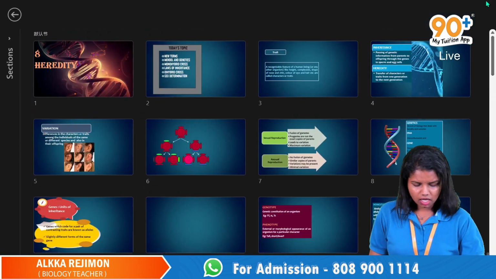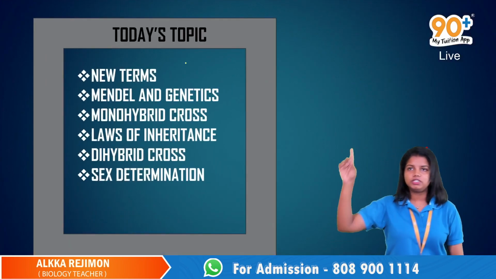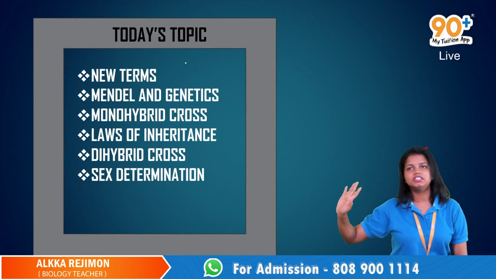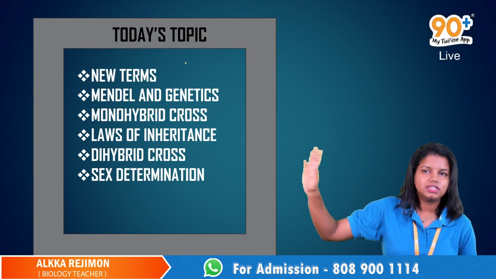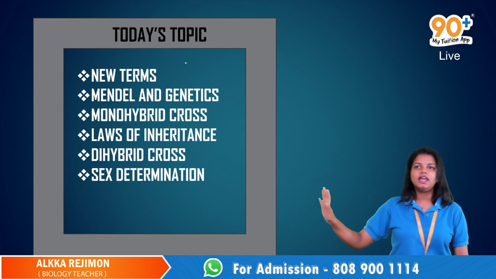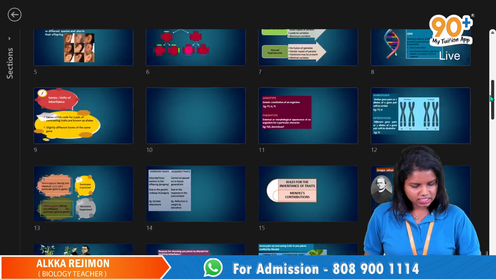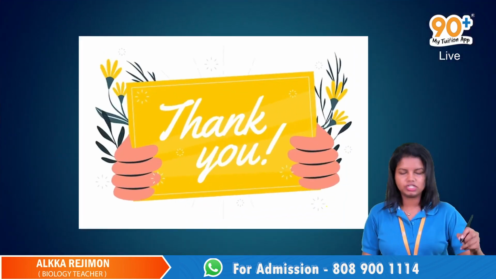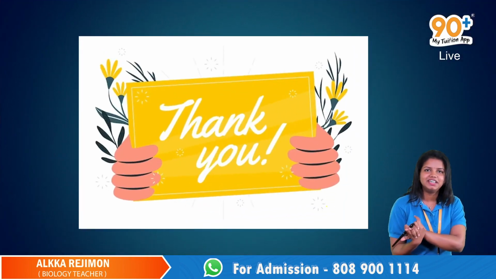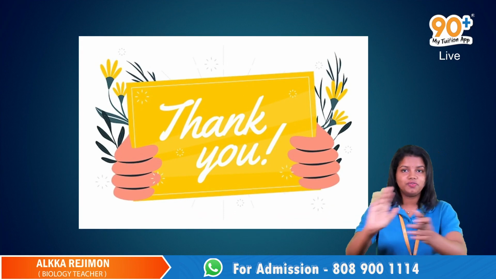And yes, with that we have completed the topics: certain new terms, Mendel and genetics, monohybrid cross, 3 laws of inheritance, dihybrid cross, and sex determination. That's pretty much the topics from your chapter 8, heredity. That's a one shot for your chapter.